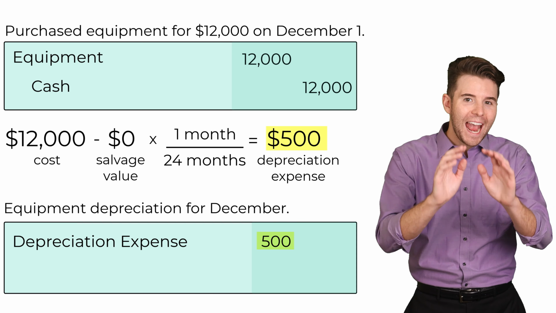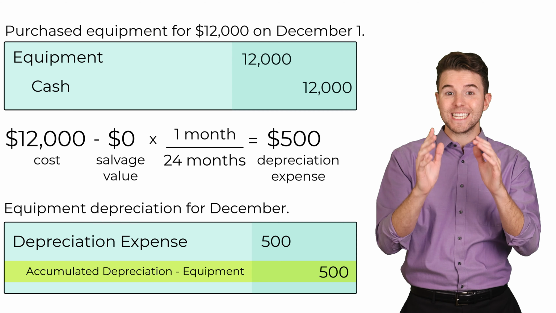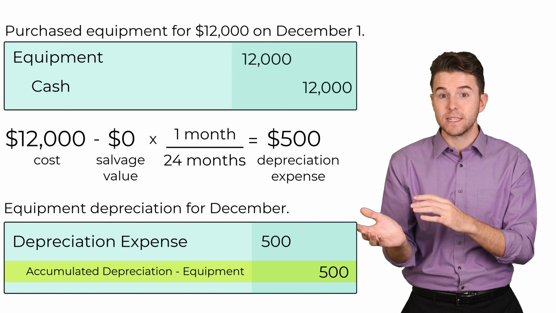Accumulated depreciation is a contra account, meaning it reduces the account it is linked to. In this instance, accumulated depreciation is linked to equipment, and it will reduce the amount reported for equipment. So, when equipment is reported on the balance sheet, we will see the original cost of $12,000 less the $500 accumulated depreciation for a book value of $11,500.